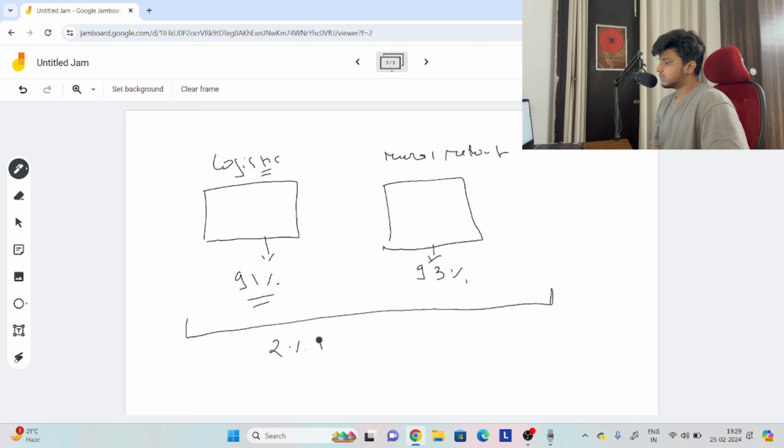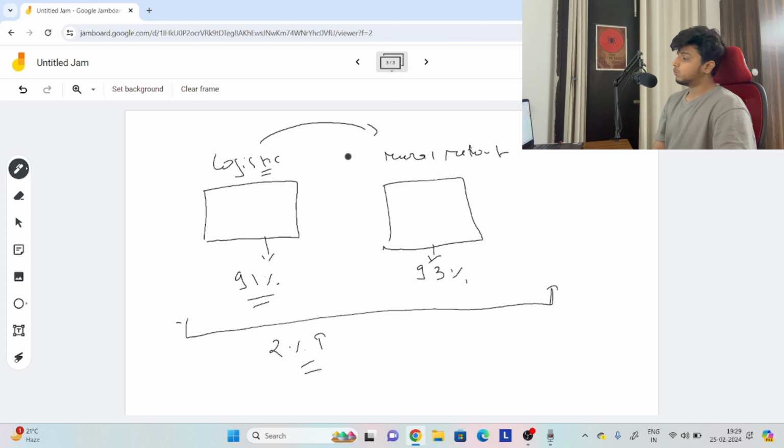Right, now if you see this simple analogy, you're having a 2% increase in your recall, which is your target evaluation metric. And what did it cost you? It cost you moving from logistic regression to a neural network. Basically you are increasing the complexity of the model as high as it can be increased, right?